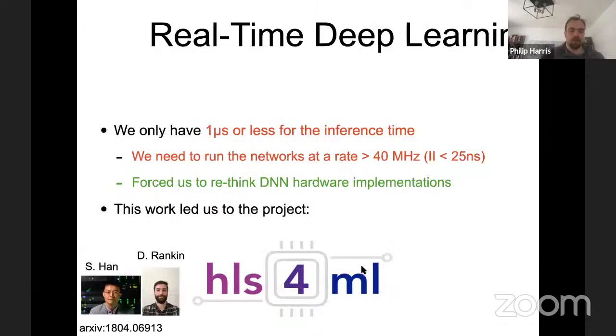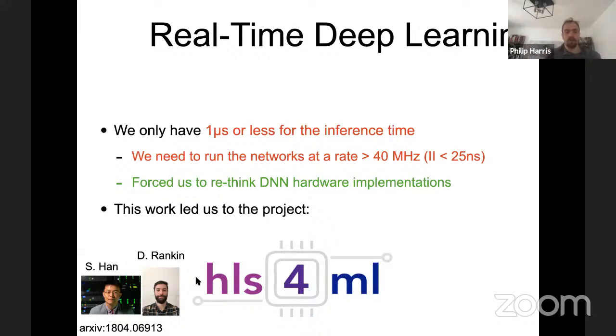And so we did this with a project called HLS4ML. And this is work with Song Han, who is a professor at MIT, and my postdoc Dylan. The challenge here was that we wanted to be able to run a neural network in less than a microsecond. We have 10 microseconds to process the data, but we only have one microsecond to process the data on a board. And so what does this mean? It means we need to be able to run networks that can run on very short timescales.